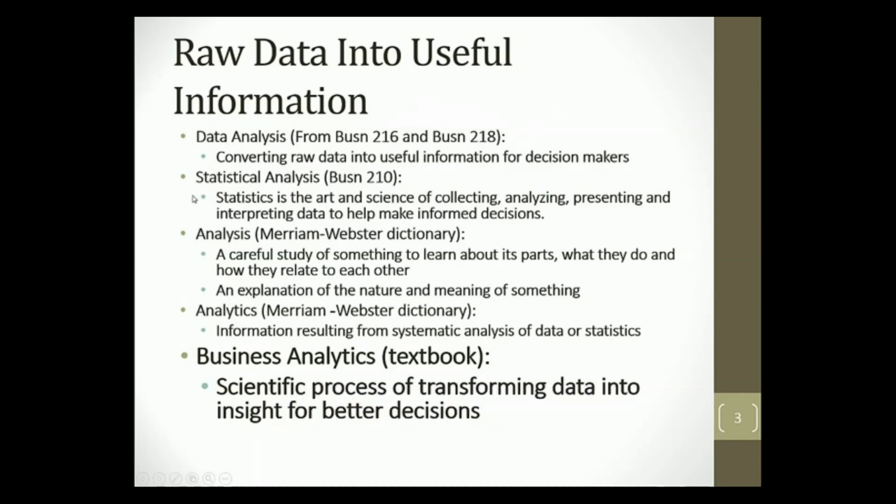And our definition there of statistics, which is really a definition of a type of data analysis, we defined it as statistics is the art and science of collecting, analyzing, presenting, and interpreting raw data to make informed decisions. Notice the essence is the same here. We have some raw data, and we're converting it into useful information for decision makers. In 210, we used basic descriptive statistics, probability distributions, hypothesis testing, and other methods.